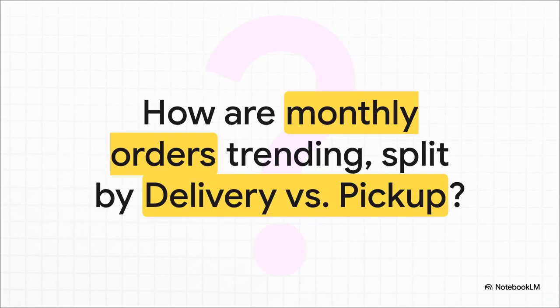All right, next up, leadership has a question. They can see that total orders are growing. That's great. But they want to understand the mix. How is that split between delivery and pickup orders changing month over month? This is a great example of tracking the composition of a total over time.